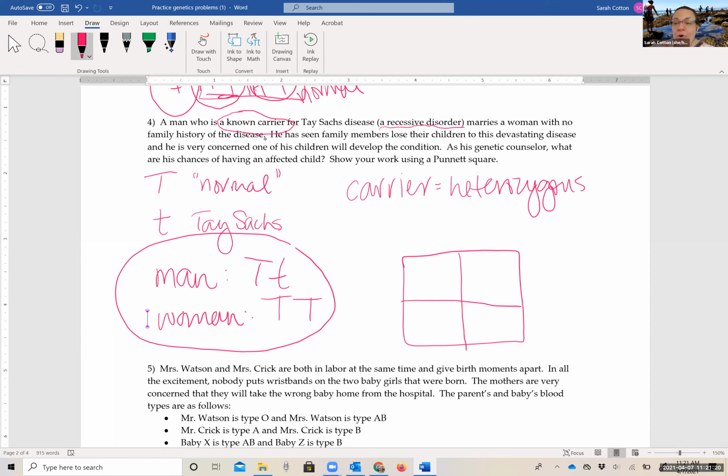I'm going to keep saying this. Remember that what we're thinking about is, this man, because he has a big T and a little t, can make sperm. On average, half of his sperm are going to have a big T. The other half of his sperm are going to have a little t. Okay. Now, what can we say about the woman and her eggs? Because she has no family history, it's normal. So her eggs are only going to have capital T. Remember, eggs only have 1. They don't have 2 letters. So her eggs can only have a big T.